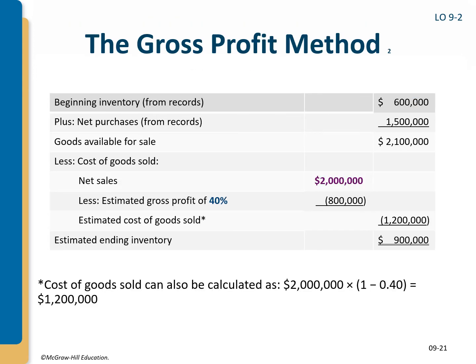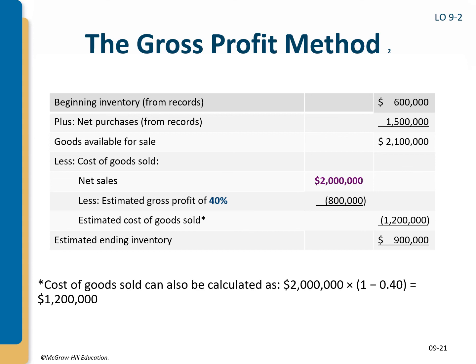The beginning inventory of this company is $600,000. They know that from their records. They also know that they bought $1.5 million more in inventory, net purchases, during the year. So everything they could have sold cost them $2.1 million. The company knows it sold and charged their customers, their sales, $2 million.